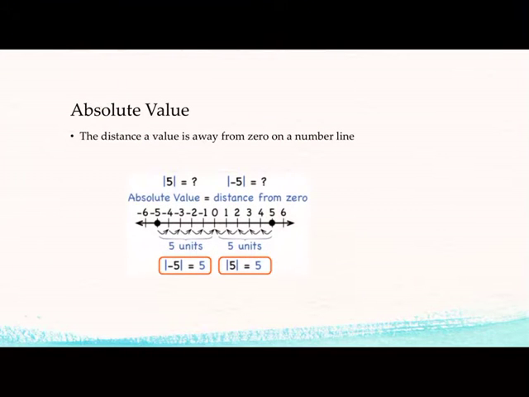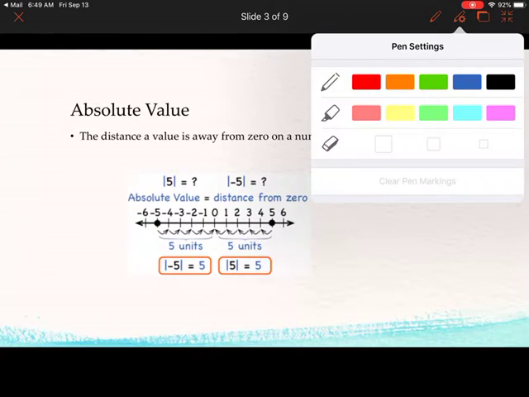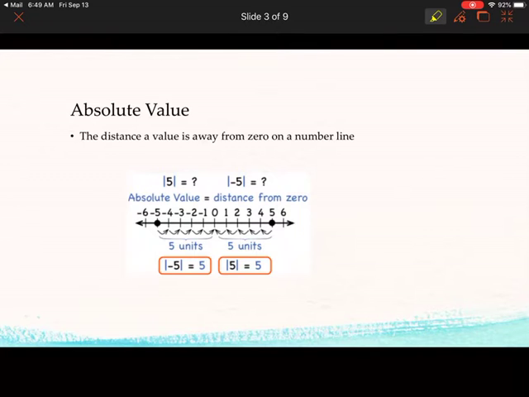So absolute value. First of all, we need to know what an absolute value is and what it looks like. So the definition is the distance a value is away from 0 on a number line. So if you take a look at this, you see, first of all, this is an absolute value sign right here, these double lines. So any number or thing in between those lines, it's saying the absolute value of that. So for instance, this yellow one is the absolute value of x.